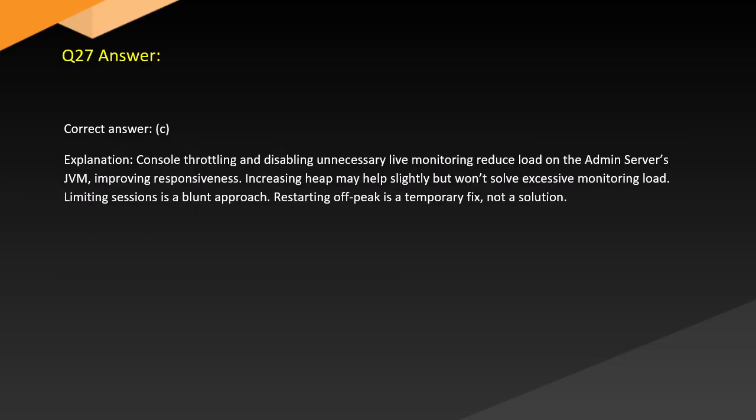Answer. Correct answer: C. Explanation. Console throttling and disabling unnecessary live monitoring reduce load on the admin server's JVM, improving responsiveness. Increasing heap may help slightly but won't solve excessive monitoring load. Limiting sessions is a blunt approach. Restarting off-peak is a temporary fix, not a solution.